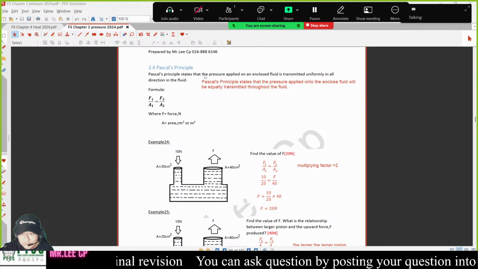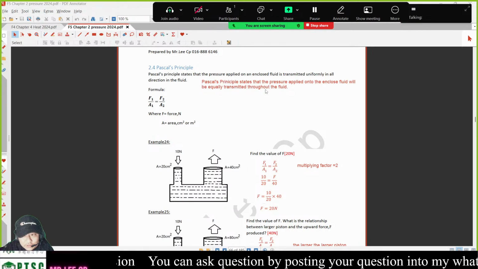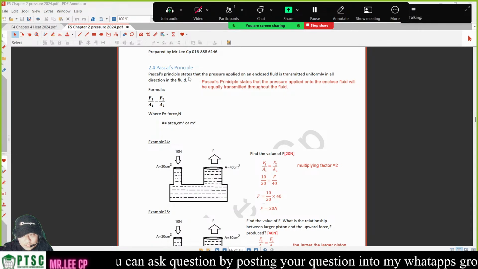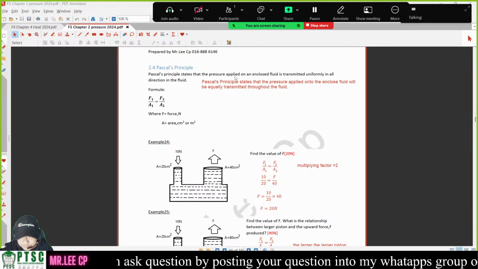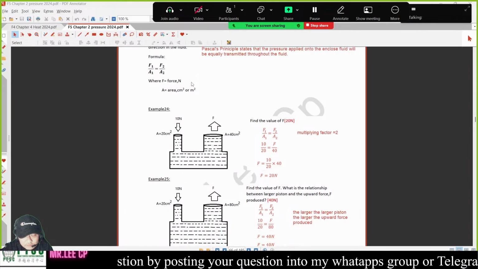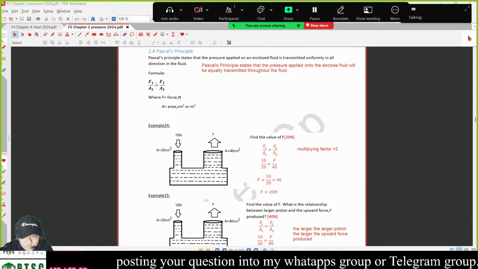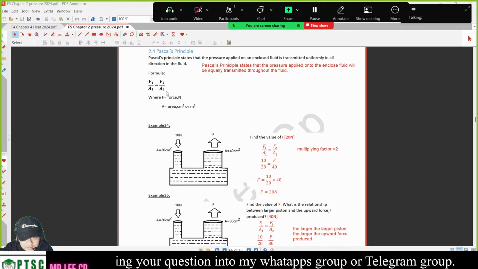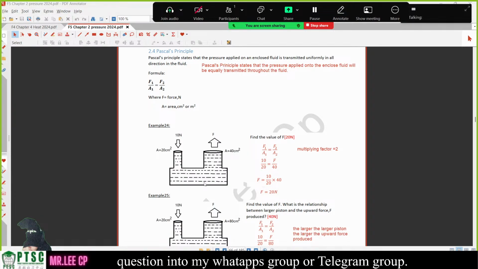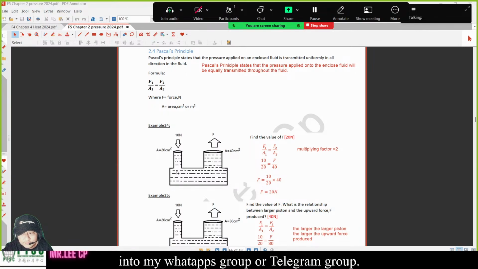So Pascal's principle, you need to know the definition. Make sure you learn how to write it. Pascal's principle says that the pressure applied to an enclosed fluid is transmitted uniformly in all directions of the fluid. So now F1 over A1 is F2 over A2. F1 over A1 is the pressure here, F2 over A2 is the pressure here. The pressure here and here inside the liquid will be the same.